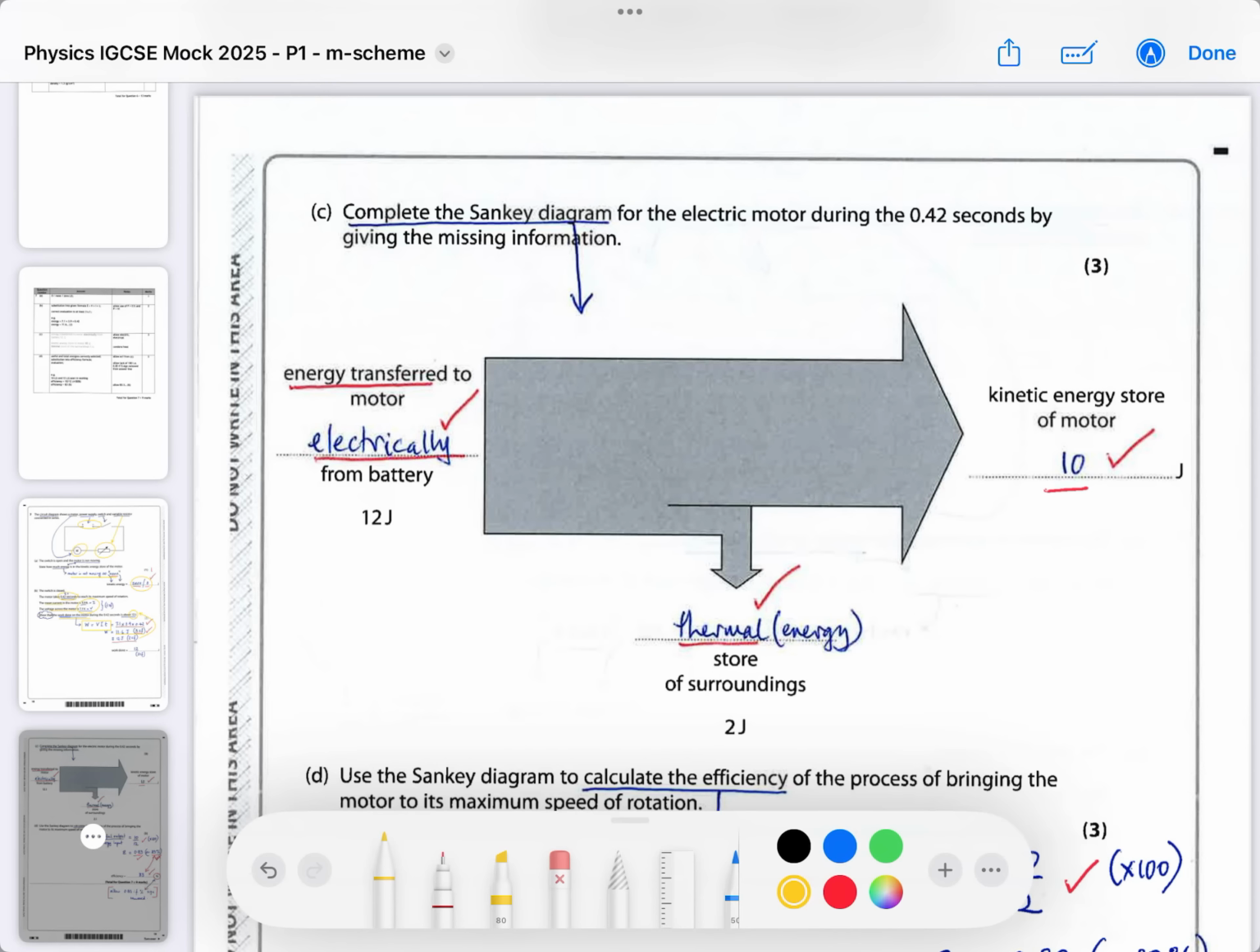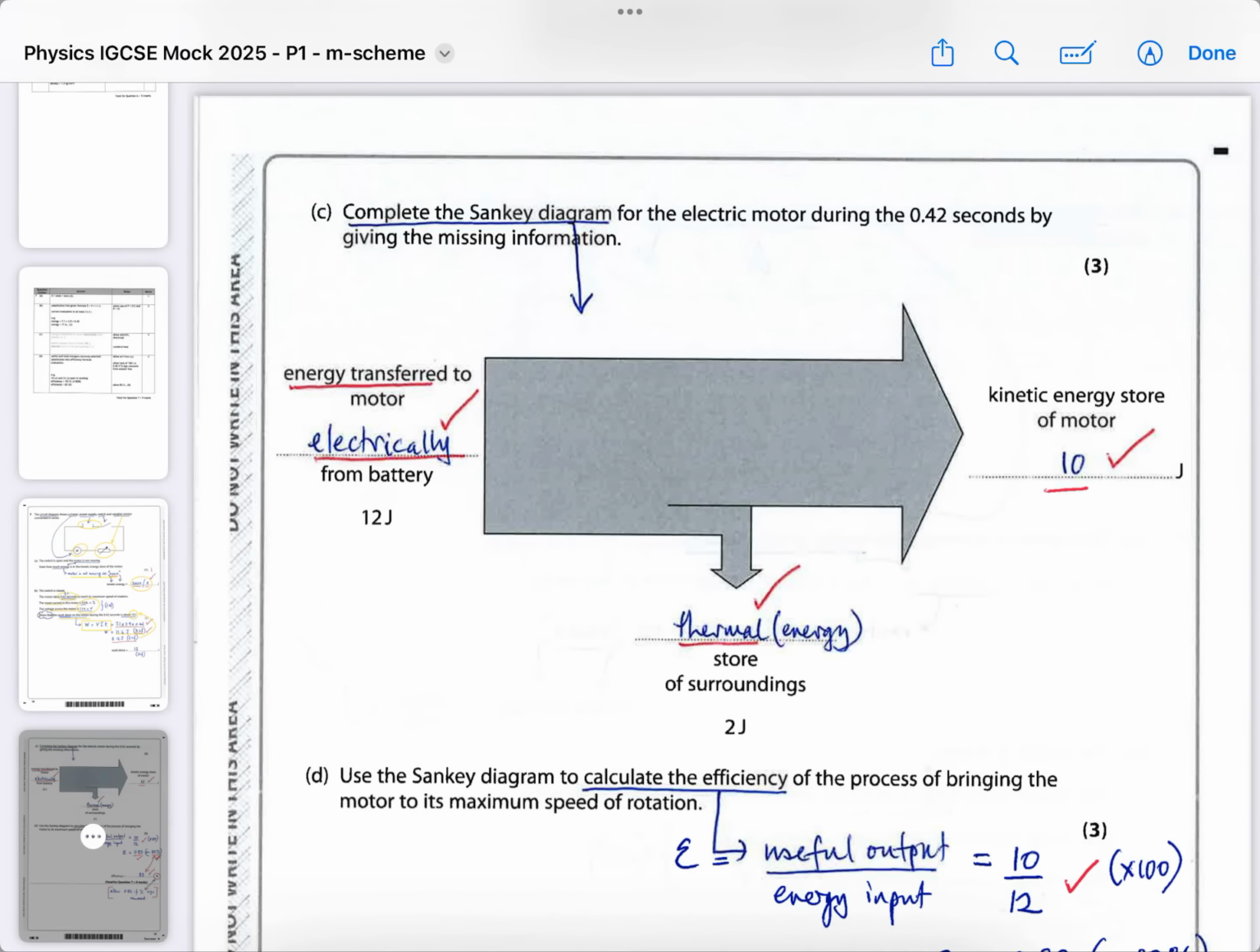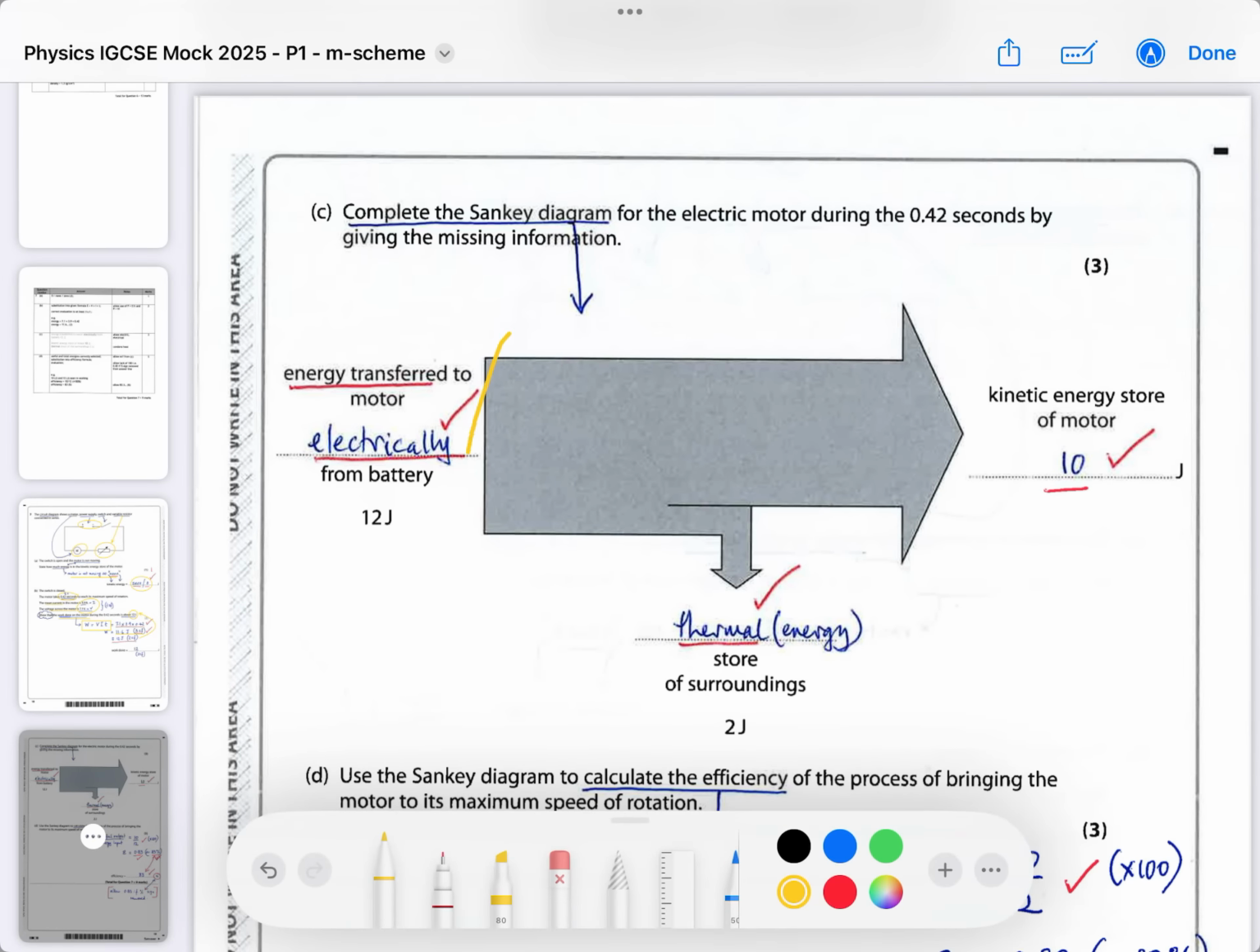So if it's drawn to scale, the width of the arrow here represents the 12 volts, 12 joules, which is transferred to the motor electrically. Electrical work is done, remember, that's what you just worked out, from the battery. So the energy transfer is an electrical energy transfer to the motor from the battery. So technically it's chemical energy going in, and then coming out is kinetic energy.